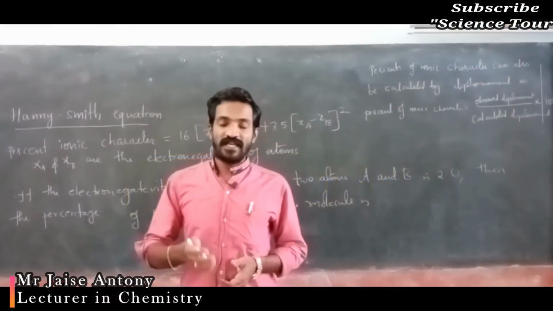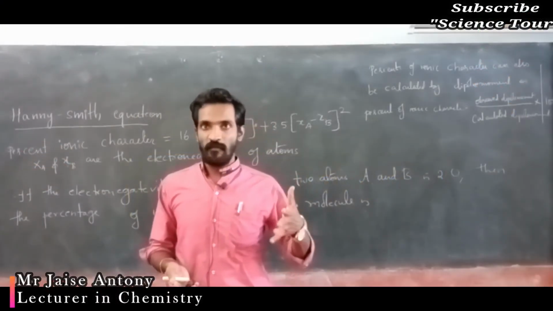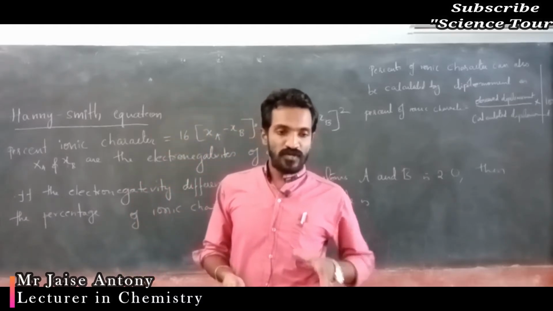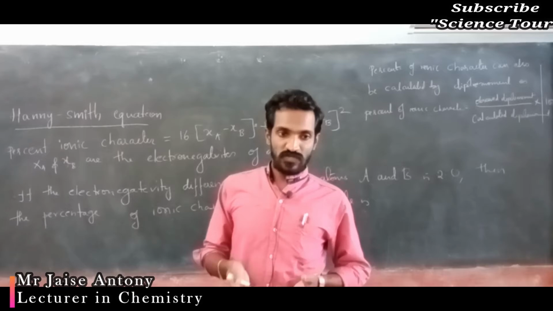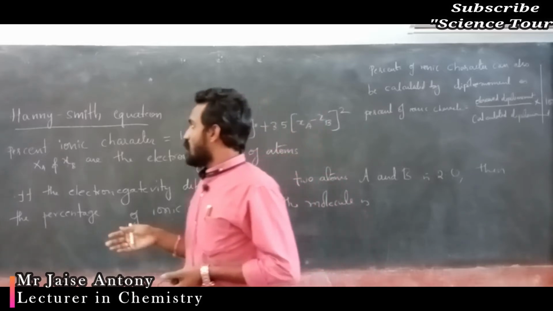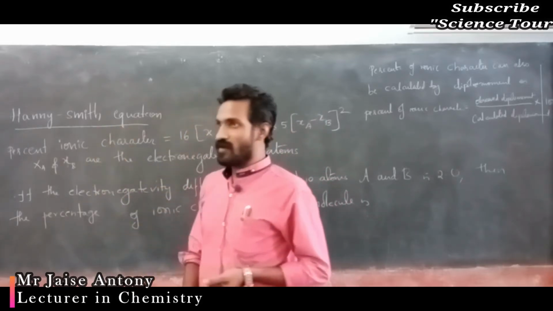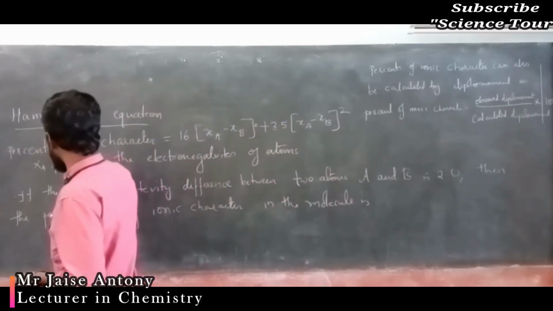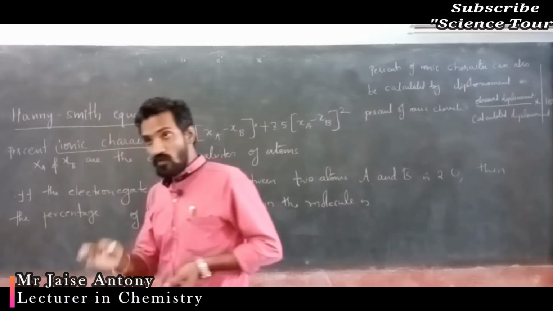The ionic percentage that I explained in the last class, my dear students, is about this: an ionic compound shows covalent nature, and a covalent compound shows ionic nature. Here the Hannay-Smith equation is given to find out the percentage of ionic character in a compound. This I explained in board class also.